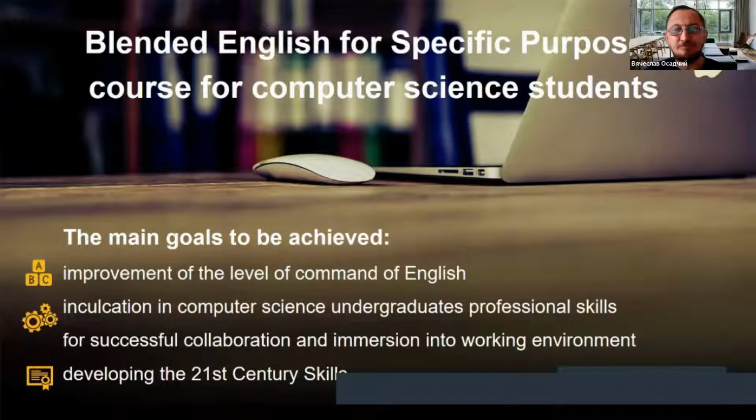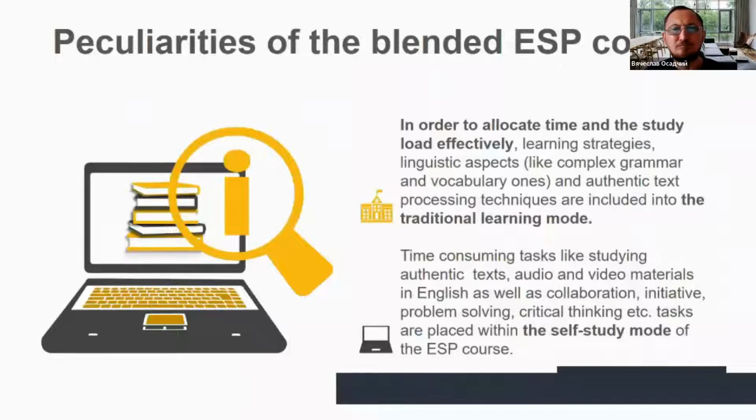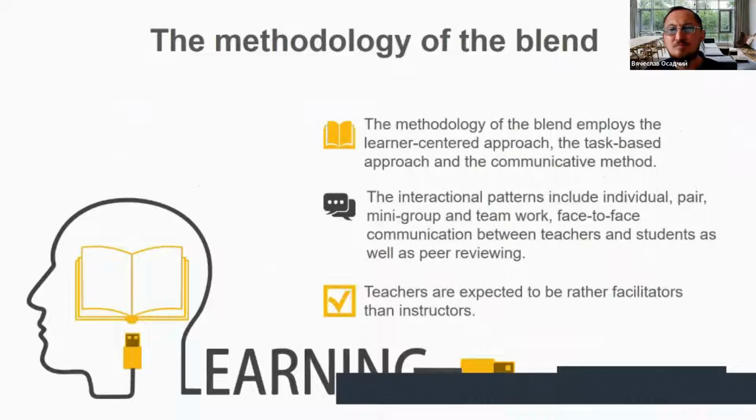Within the course, there are three main goals to be achieved: improvement of the level of command of English, inclusion in computer science undergraduates' professional skills for successful collaboration and immersion into the working environment, and developing 21st century skills. The peculiarities of the course are the following: in order to allocate time for study, learning strategies in aspects like grammar and vocabulary ones, and authentic text processing techniques are included in the traditional learning mode. Time-consuming tasks like studying authentic texts, audio and video materials in English, as well as collaboration, problem-solving, critical thinking, etc. tasks are placed within the self-study mode of the ESP course.